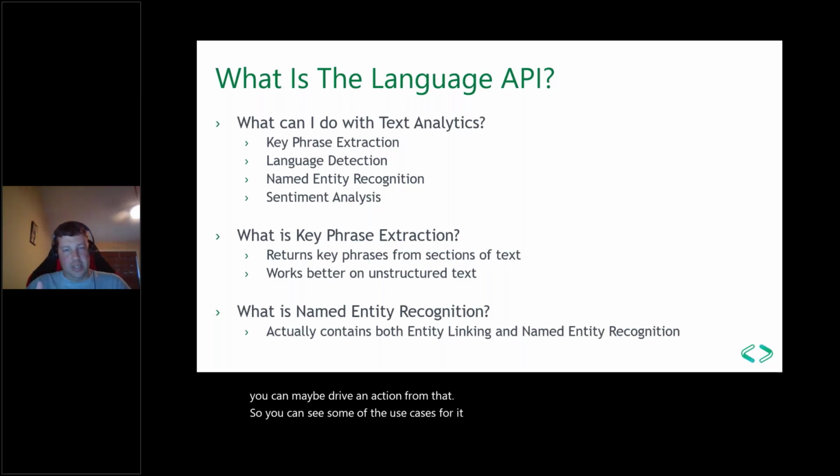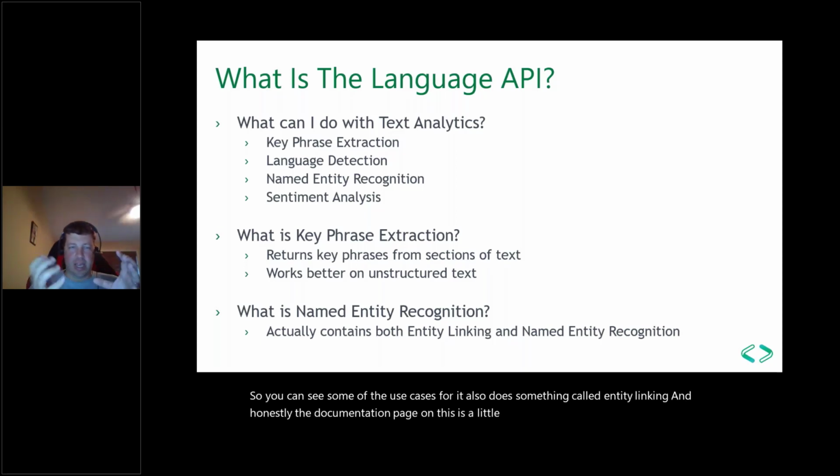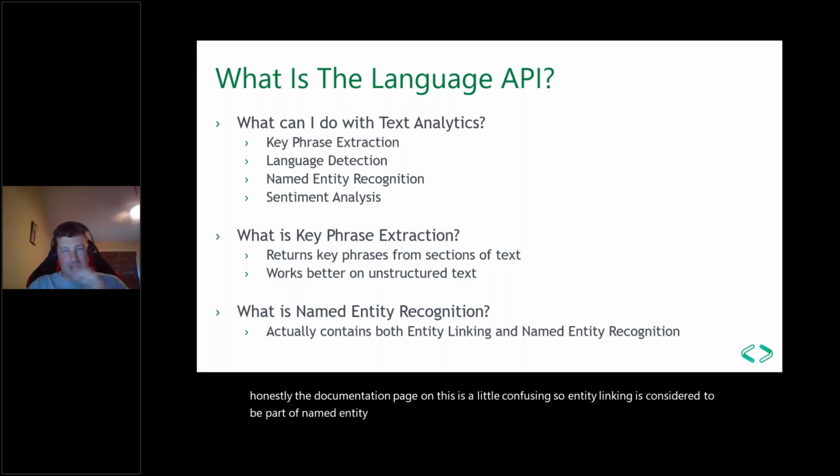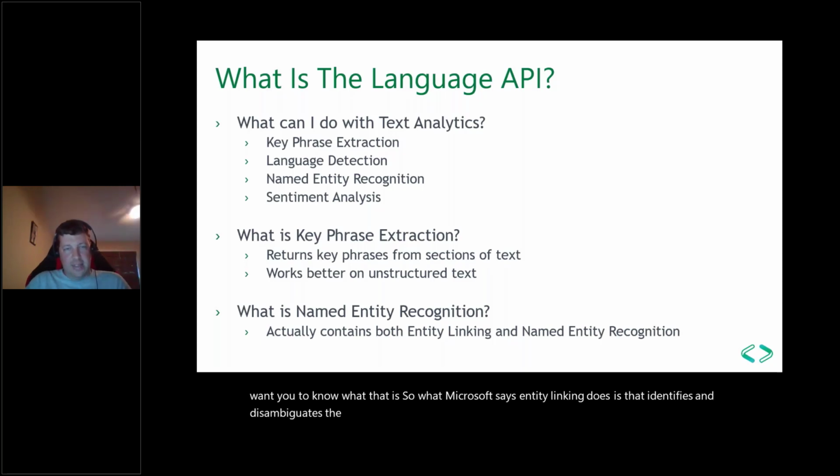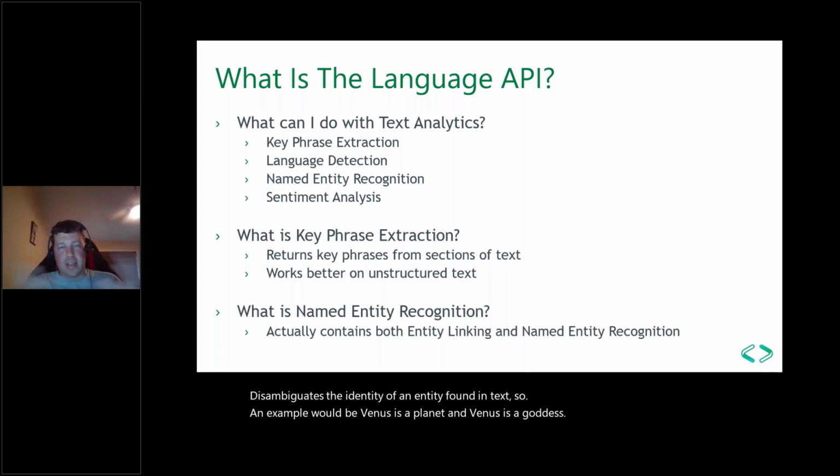It also does something called entity linking. And honestly, the documentation page on this is a little confusing. So entity linking is considered to be part of named entity recognition. And I kind of agree and disagree with where they put it, but I want you to know what that is. So what Microsoft says entity linking does is it identifies and disambiguates the identity of an entity found in text. So an example would be Venus is a planet and Venus is a goddess. So it uses kind of context clues around that.